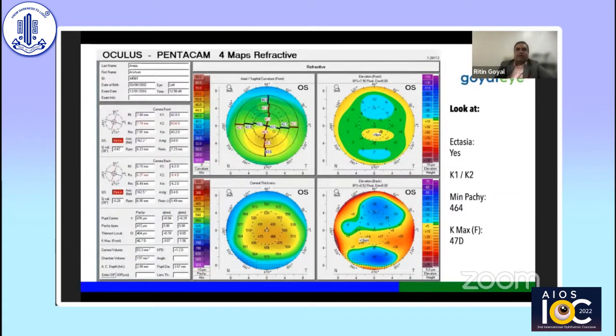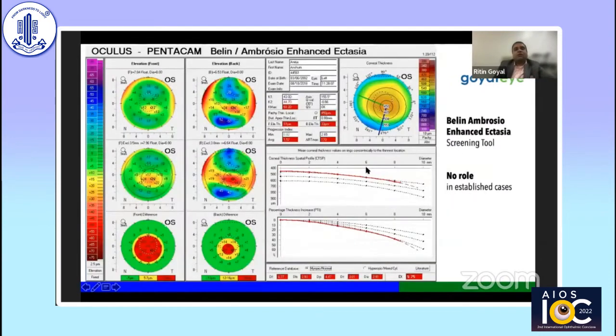But looking at this map, once you've diagnosed ectasia, then the things that I really want to note down are the K1 and K2 values, what is the minimum pachymetry, and what's the Kmax of the front. Once I actually have established ectasia, for me, Belin-Ambrosio Enhanced Ectasia is not very useful anymore, especially in serial scans. This is probably not a great tool to be looking at for keratoconus progression and follow-up.